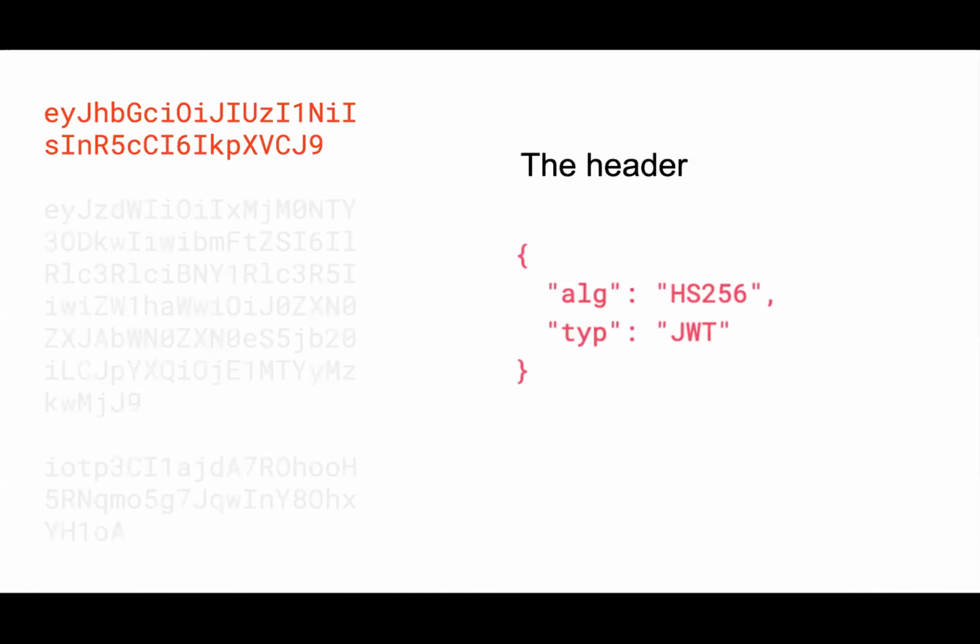The first part is the header. Tends to be rather small, rather simple. The second field there, type, is just saying that this is a JSON web token. The algorithm, I'll get back to the algorithm in a moment.